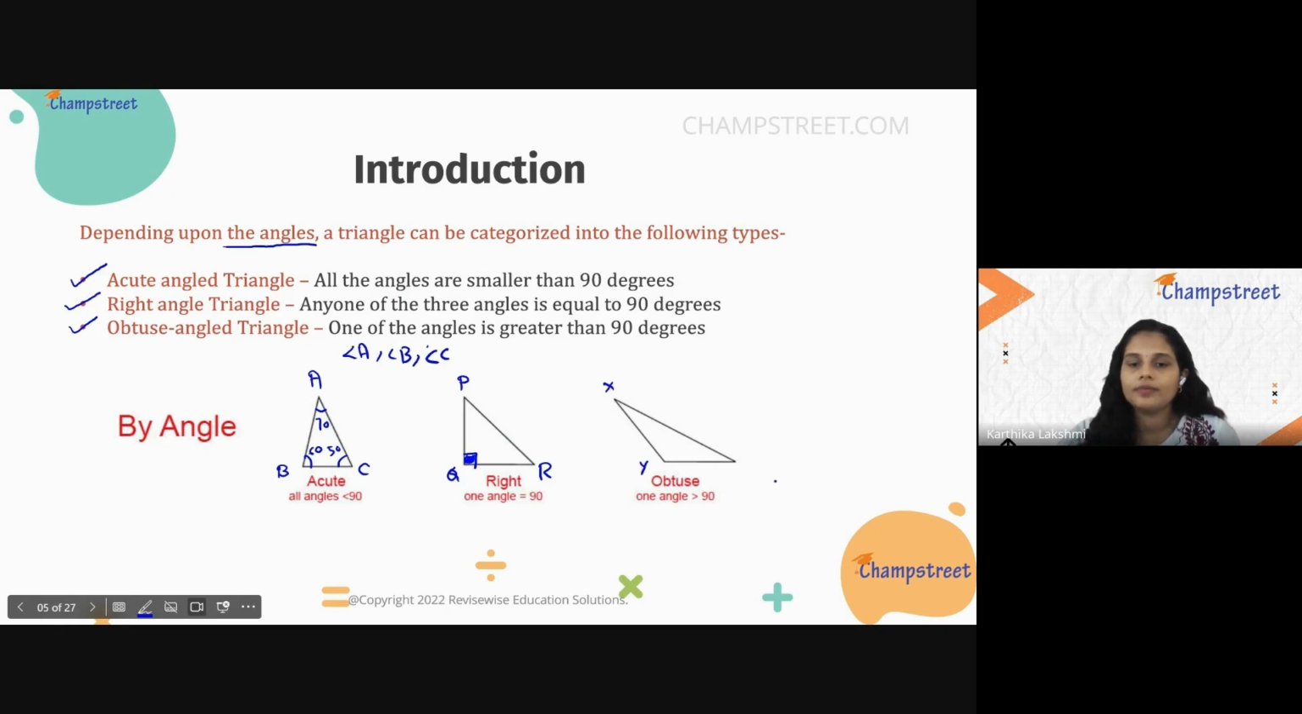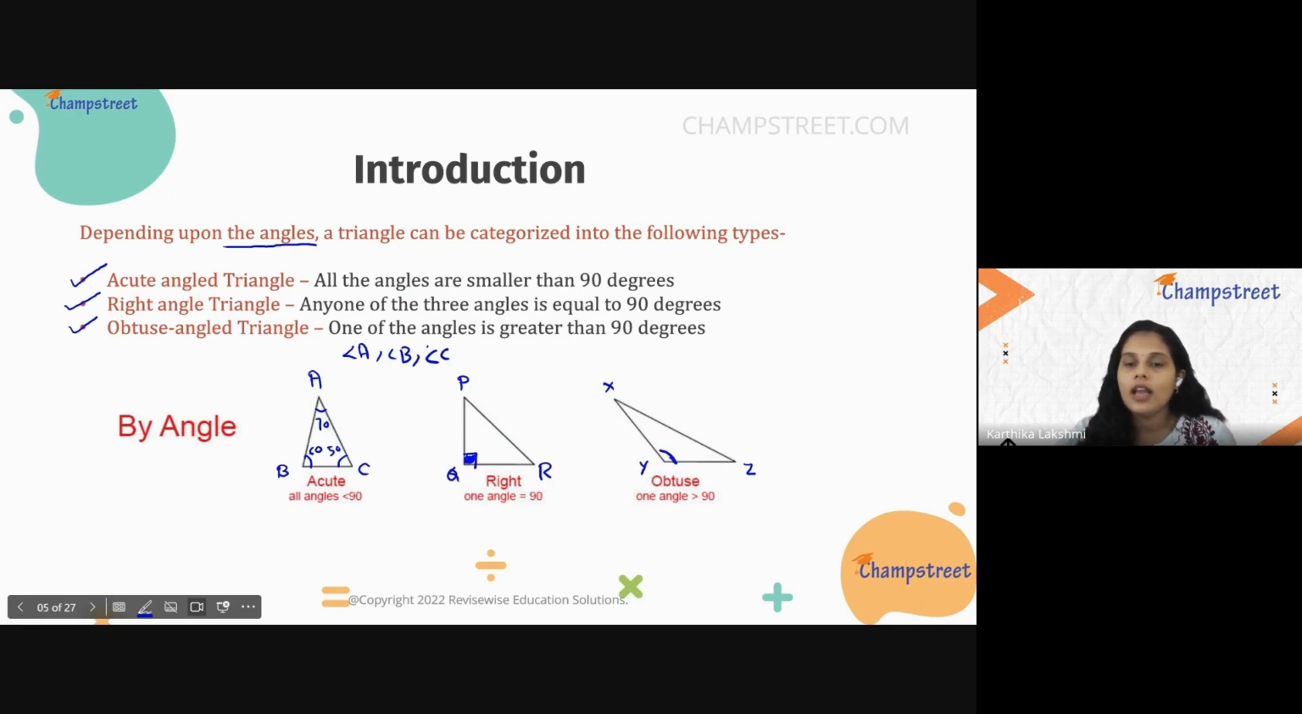XYZ. Obtuse angle triangle means one of the angles is greater than 90 degrees. You know what an obtuse angle is? An obtuse angle is greater than 90 degrees, lying in between 90 and 180. Those angles are called obtuse angles. So in an obtuse angle triangle, any one of the angles is greater than 90 degrees.